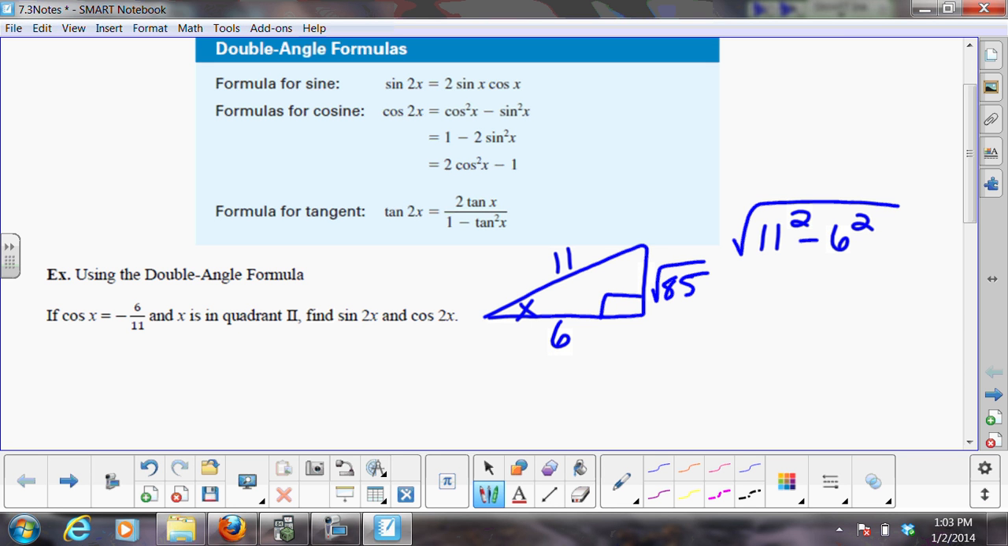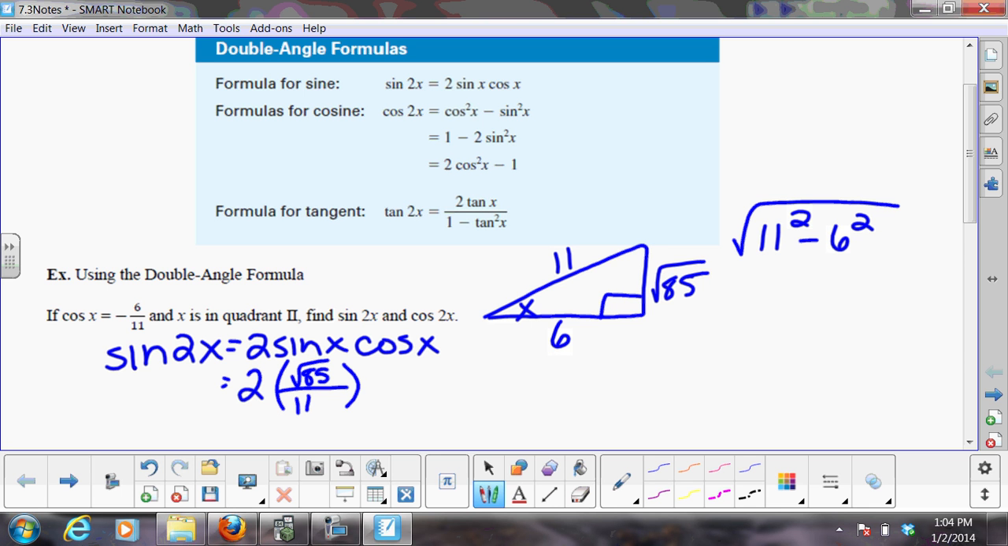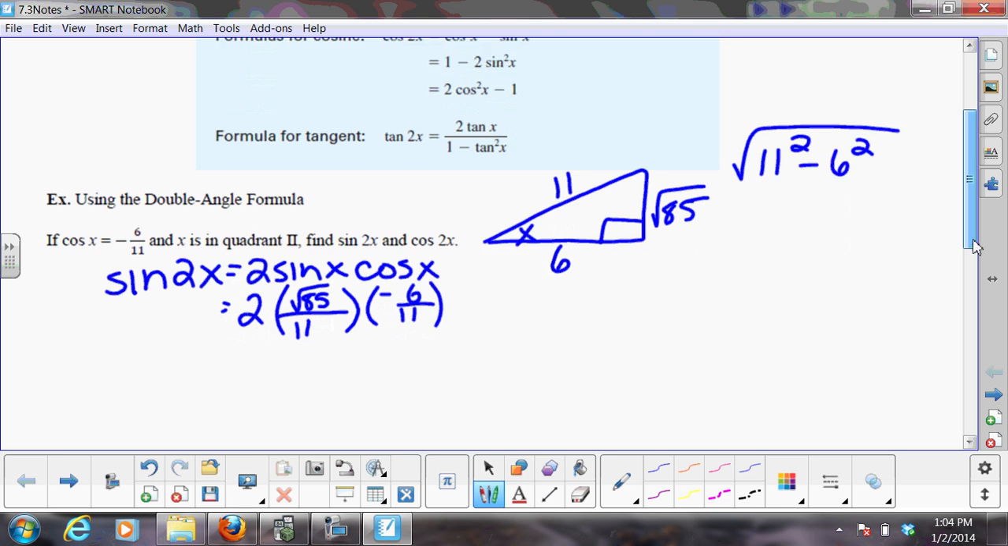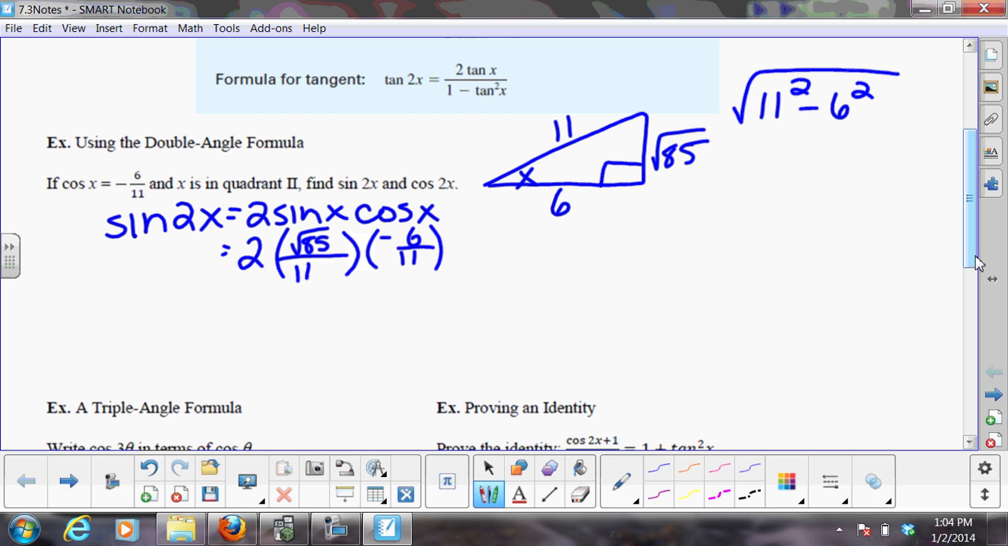Sine 2x is equal to 2 sine x cosine x. In quad 2, sine is positive, so I'm good with that. Using my right triangle, sine is opposite over hypotenuse, so square root of 85 over 11. And cosine x was given in the problem, which is -6/11. And using some wonderful math, our answer is -12 square root 85 over 121. If you can reduce, reduce, but this one cannot.